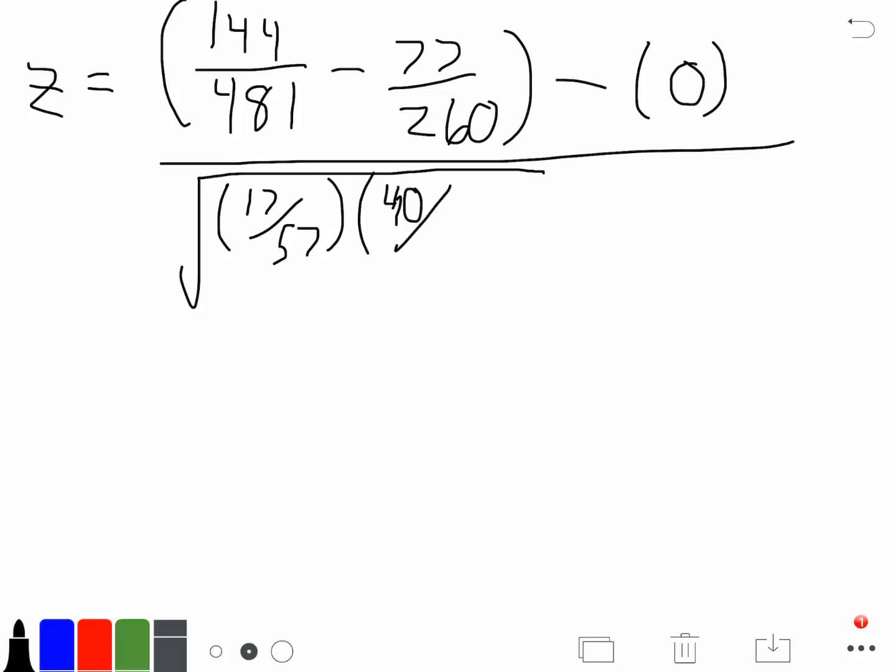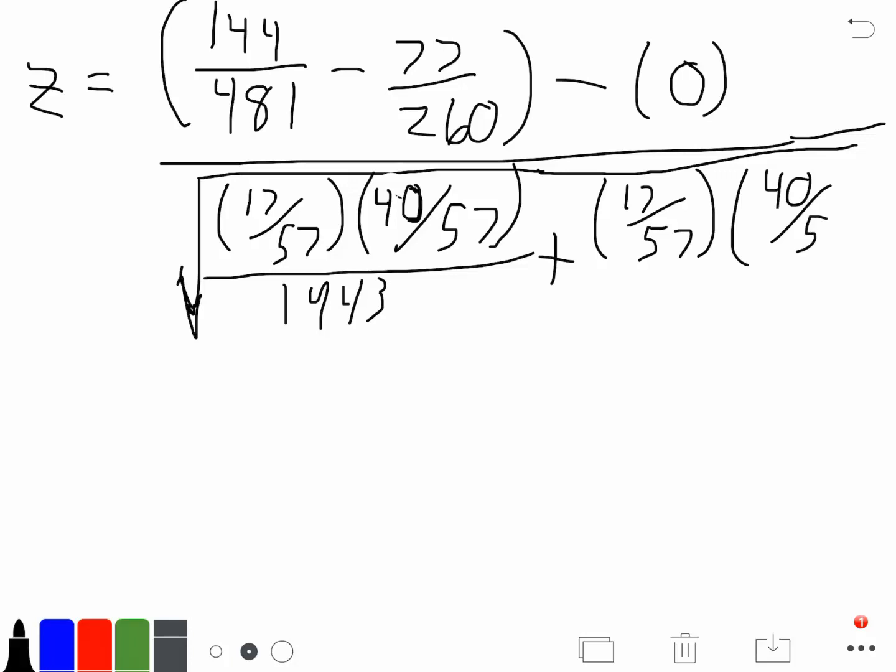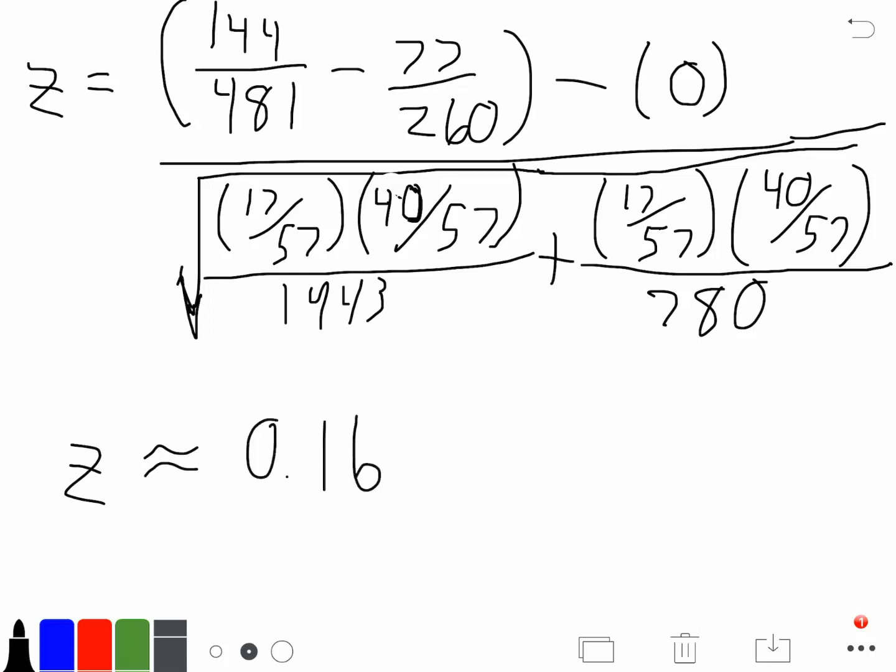let's go ahead and clean this up a little bit. So we multiply those together, and we're going to divide those by 1,443. And make sure your square root covers everything. Next, we're going to add, still under the square root, 17 over 57 times 40 over 57 divided by 780. You plug this in and we get z is approximately 0.16. Now that we have the test statistic, let's move on to the p-value.